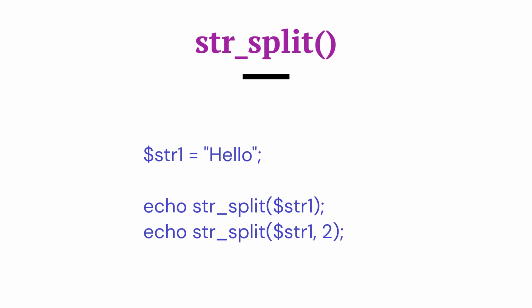The str_split function converts a string to an array. In the first example, each character of hello will be treated as a separate array element and form an array of 5 elements. In the second example, we have used the optional second parameter, which is the length of characters in each array element. In this case, we will get an array consisting of 3 elements.